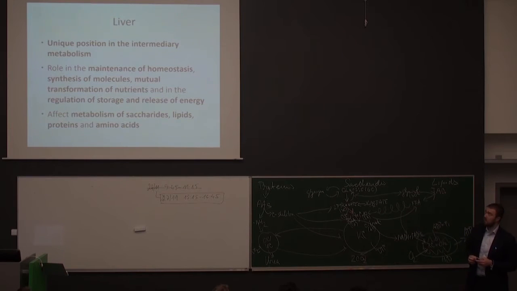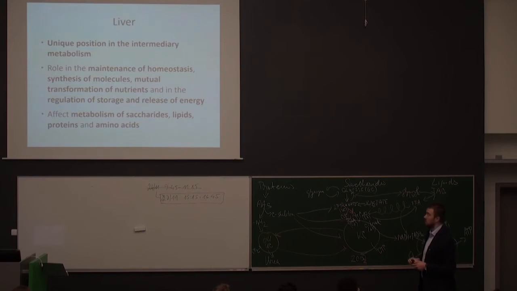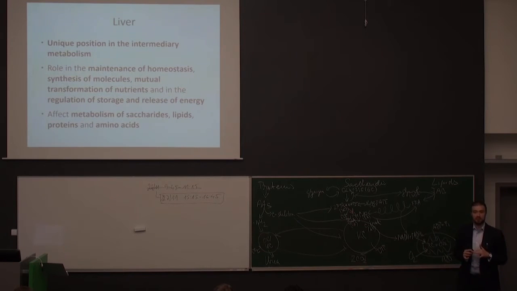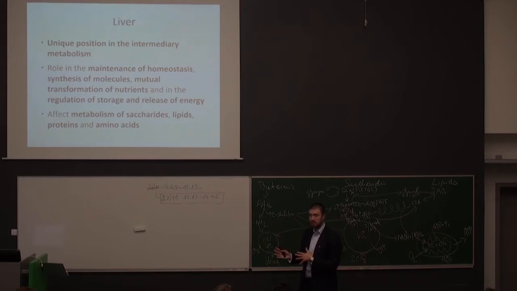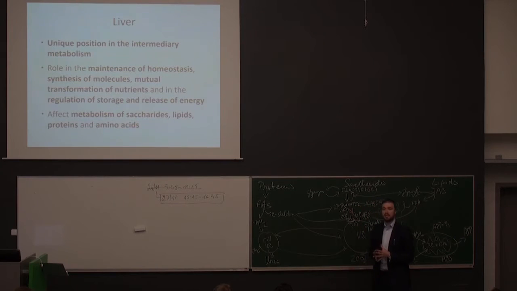Here you have what happens in the liver. As a whole, we can say that it maintains homeostasis, that means the steady state of our body. It's able to upregulate or downregulate pathways to increase or decrease production of some compounds, or it can do the transformation of one compound to another. For example, saccharides to lipids, proteins to lipids. These conversions typically proceed inside the liver to some extent.